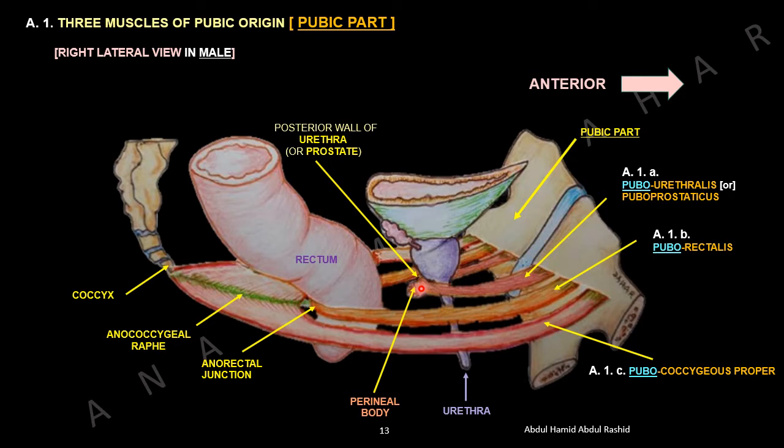The next one is the intermediate one, that is A1B, puborectalis. It originates from the back of the pubic bone, goes backwards and meets with the fibers of the opposite side at the posterior surface of the anorectal junction. The third one is the pubococcygeus proper, the outermost among the three. It comes backwards and meets the opposite fibers at the anococcygeal raphe, and the posterior fibers are attached to the coccyx.